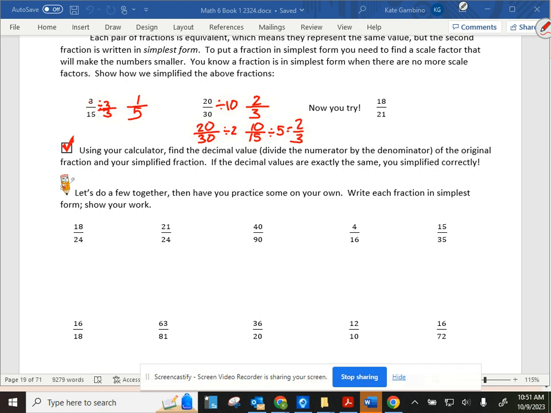So be thinking about what you can divide out of 18 and what you can divide out of 21. Connor, you gotta be looking at me when you hold it up, so I'm not gonna keep that thumb up for you.